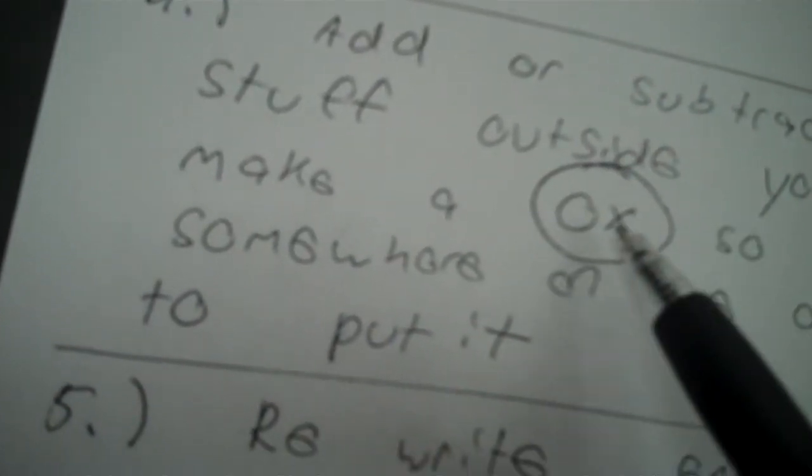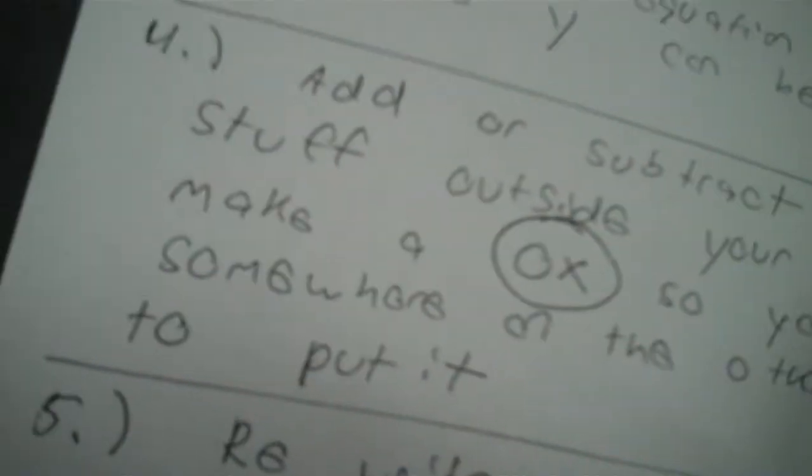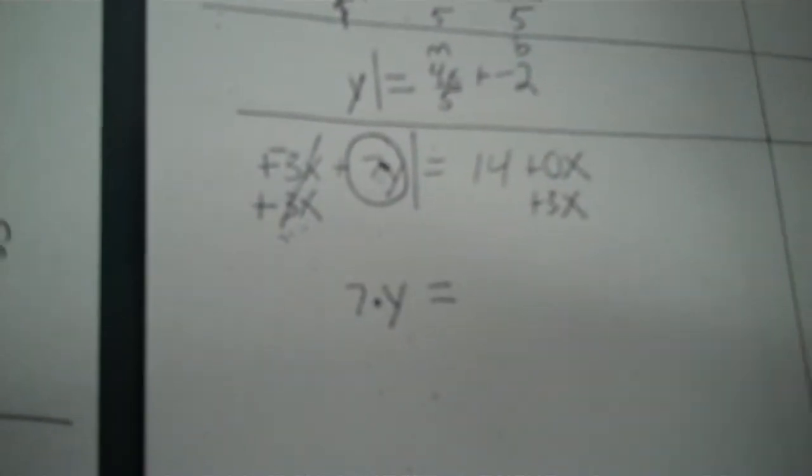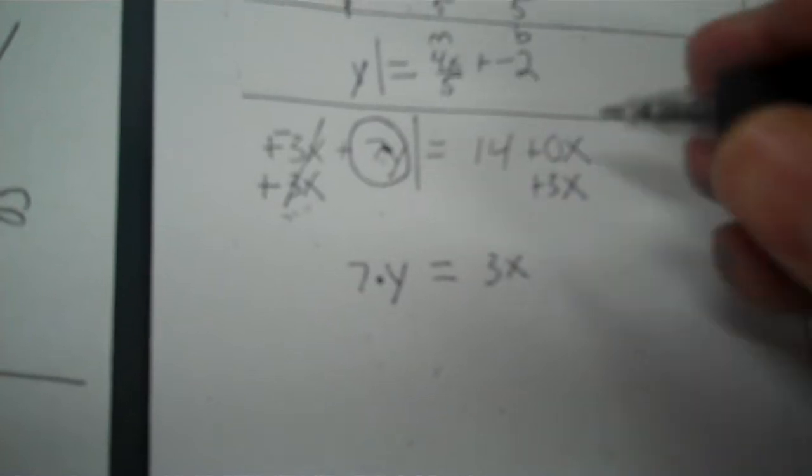Okay, add or subtract with stuff outside your circle. Make a 0x because you have to put somewhere on the other side to put it. So I got this -3x. So I put a 3x and I would have to plus it to get rid of it. But I need an x over here, so I put a plus 0x, and then under the 0x I put a plus 3x. Okay. Now rewrite the equation. So 7 dot y, do the x's first. 0x plus 3x is 3x, and then plus 14.